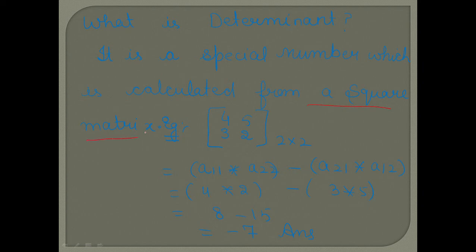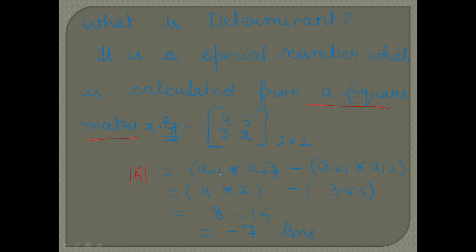whether that matrix is a 2 by 2 matrix, a 3 by 3 matrix, or a 4 by 4 matrix. In this lesson we discuss only the 2 by 2 matrix. Here we take the example 4 3 5 2. This is a 2 by 2 matrix, and we denote the determinant of A with this sign.